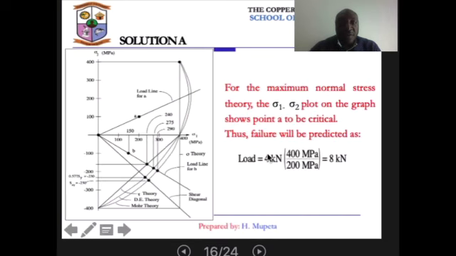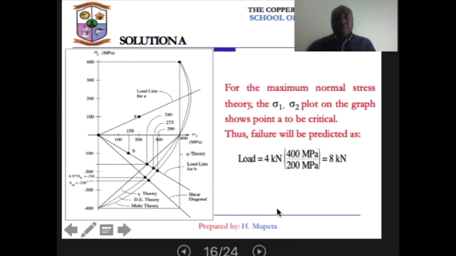So for this, you are going to get the 400 here divided by the 200 megapascal. What you get here will be 2, multiplied by 4, gives you 8 kilonewtons. So that means you have finished the design for the maximum normal stress theory.